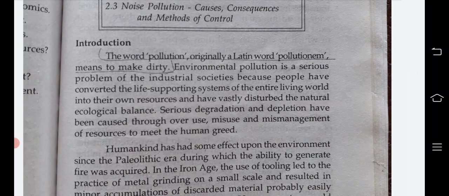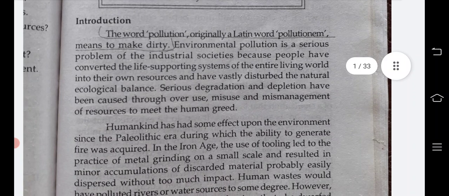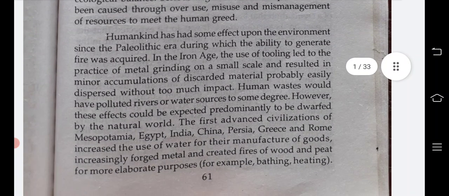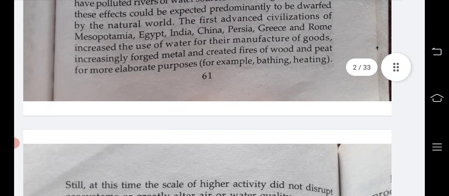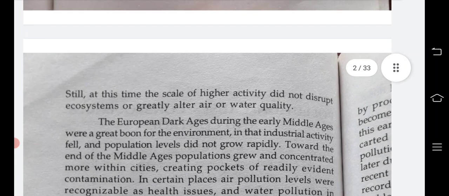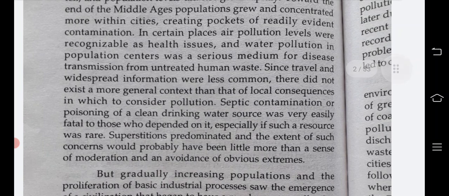The word pollution comes from a Latin word called pollutionem, which means to make dirty. Environmental pollution is a serious problem of the industrial societies because people have converted the life supporting system of the entire living world into their own resources, as a result of which they have made the air, water, and the surroundings around them impure. Now, a little bit of history will be there as to how the changes in technology and the attitude of human beings have brought about lots of pollution in the environment.